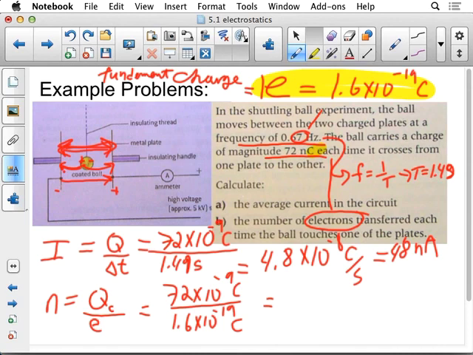Who's got a number for me? 1.5 times 10 to the 11. Right. Okay, that's the number of electrons that are transferred every time that little ball moves back and forth. Quite interesting. 4.5 times 10 to the 11 is 450 billion electrons every single time that goes. Can you imagine all those things moving off in that short amount of time? Quite interesting. 450 billion electrons.